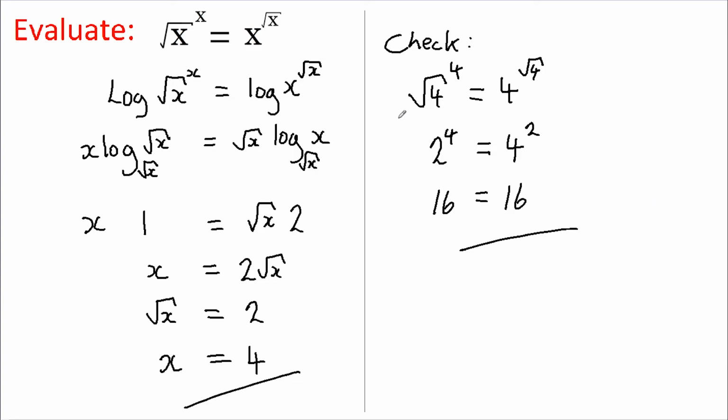The two things to remember here is that when we take the log of each side, then we can bring these powers down in front of the log. And the second thing to remember is that we can choose whatever base we want. So here we've chosen root x because it makes life easy. And that's it, we're done.